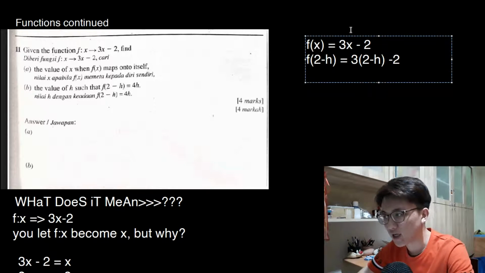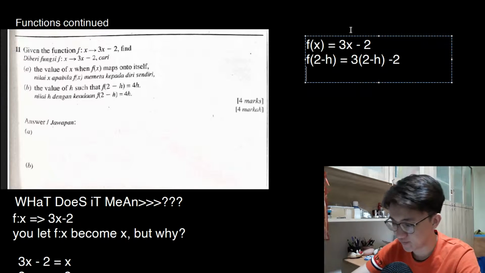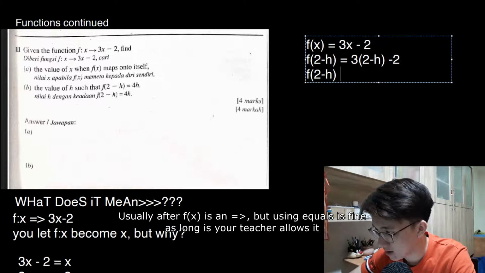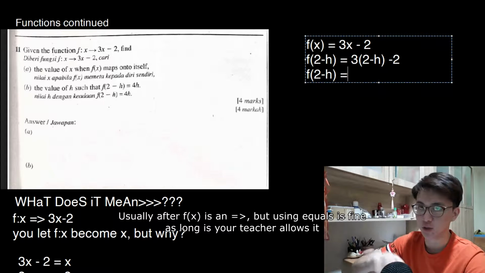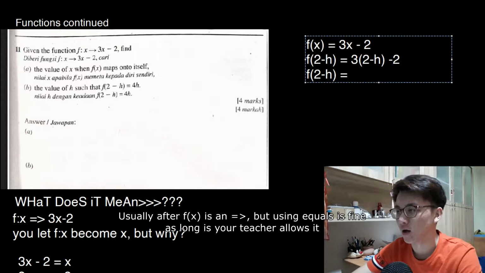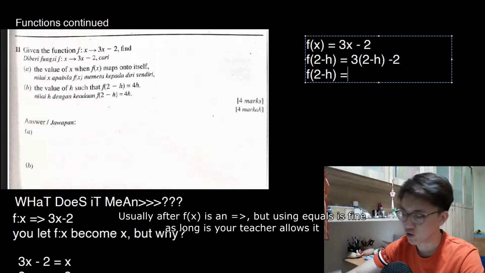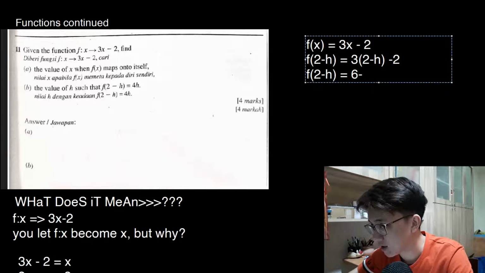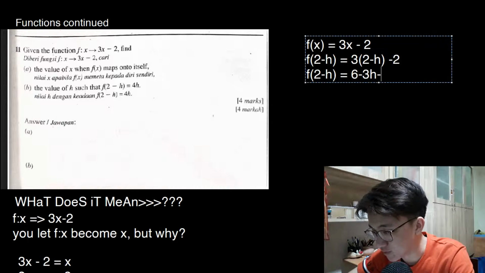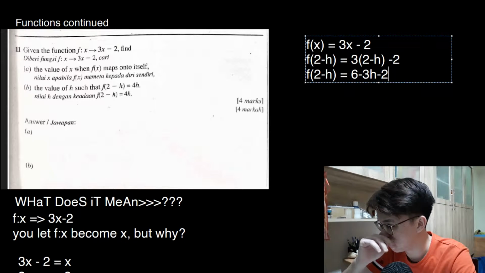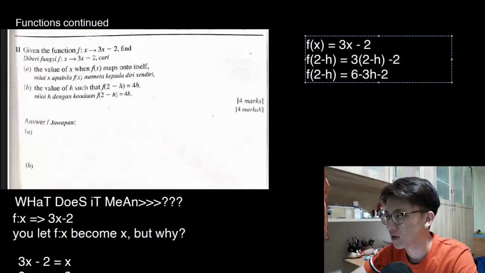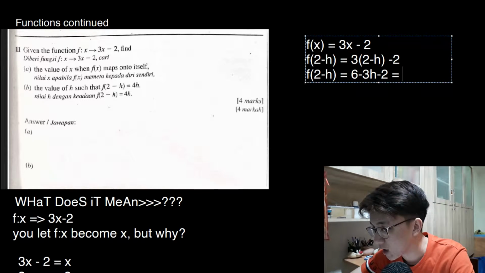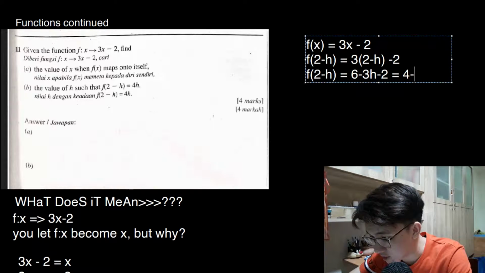Now, doing this, you will get an answer technically. So you will basically get f(2 minus h). I'm using equals, but you can try to use an arrow or something like that. I'm just using equals because it's easy to type. So it's 6 minus 3h minus 2. So 6 minus 3h, then minus 2. Then this will eventually lead to 6 minus 2, 4 minus 3h.